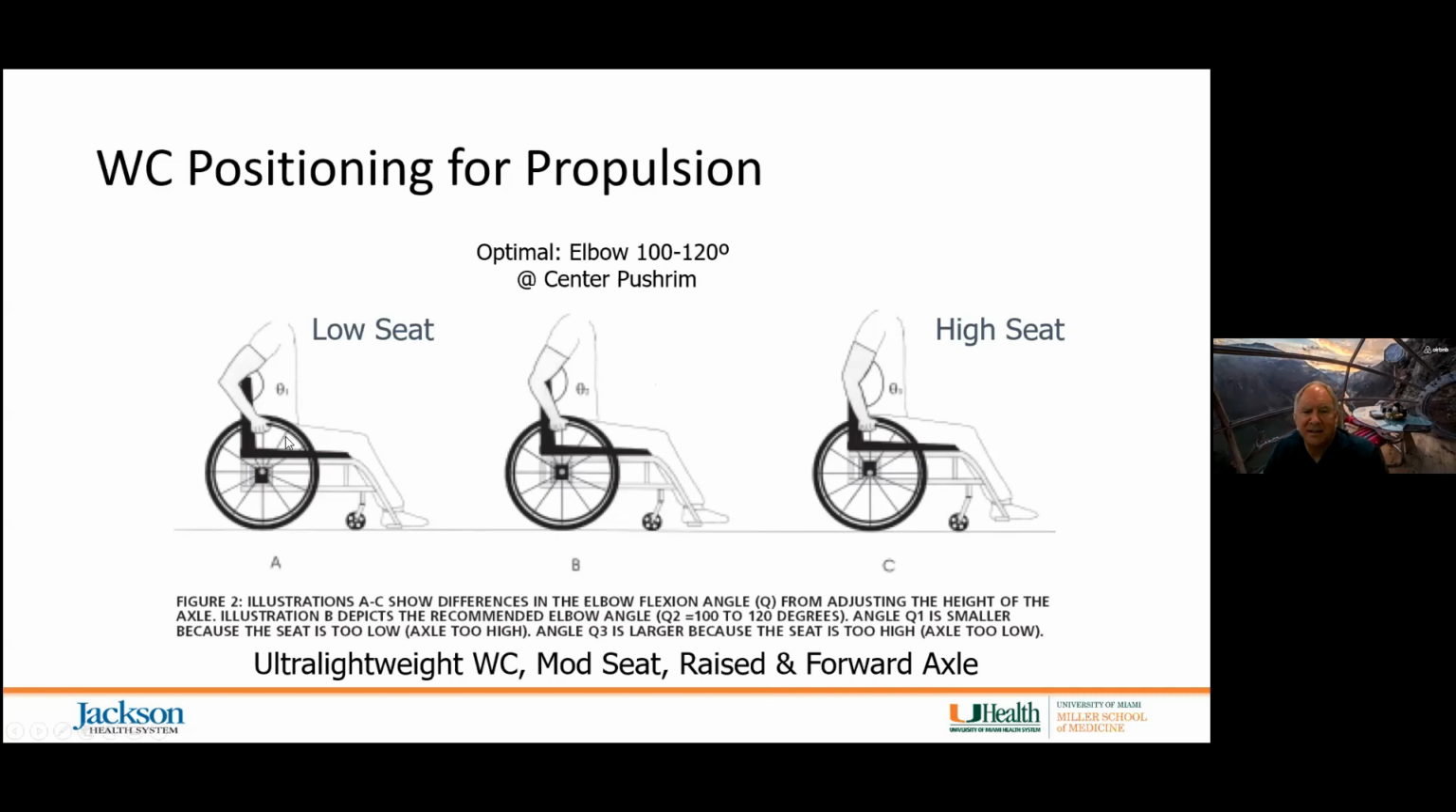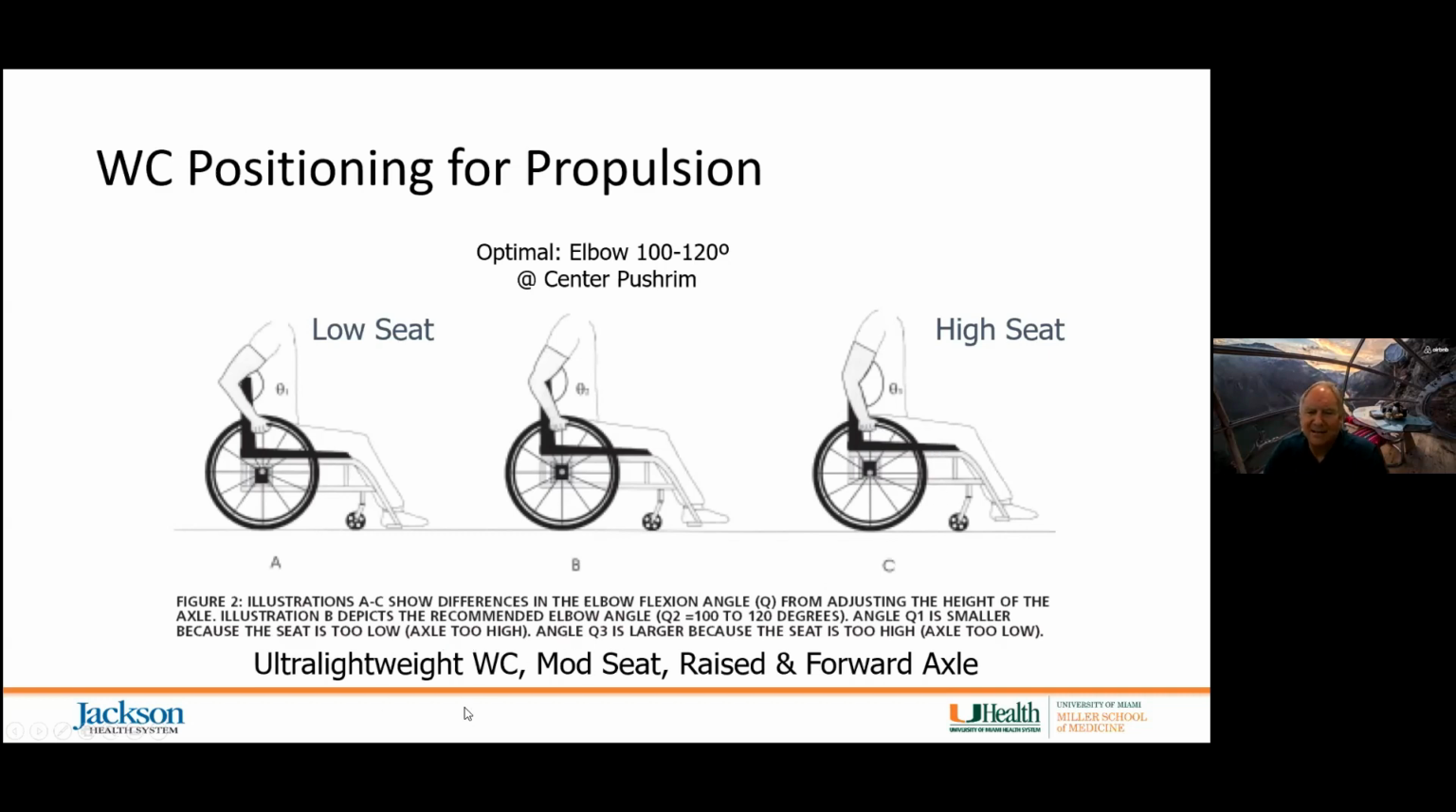You can see in figure A, this person's seat is sitting too low. And so this angle is too acute, and it's going to increase the wear and tear at the wrist, the elbow, as well as the shoulder. Figure C is just the opposite. Now their seat is too high, so you don't have as much problems, except that you can't get much propulsion when you're sitting this high. And so you're going to have to hit many times more frequently than you would otherwise.